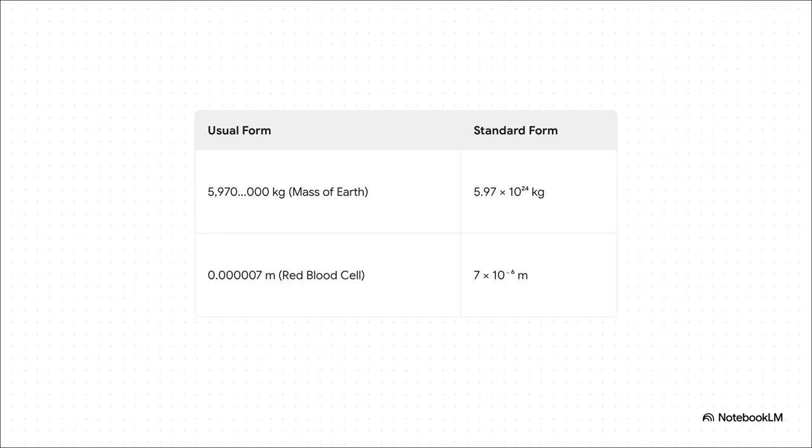And just look at this. The mass of the Earth, with all 25 of its digits, becomes this clean, simple 5.97 times 10 to the power of 24. And the diameter of that tiny red blood cell? It becomes 7 times 10 to the power of -6. The intimidating has become manageable. Now that is the power of exponents.